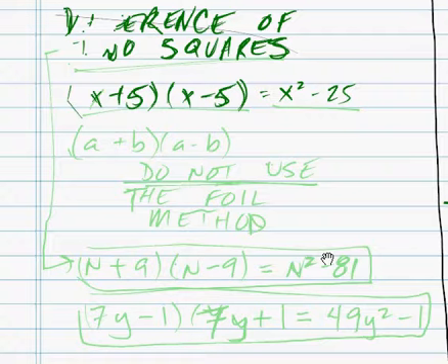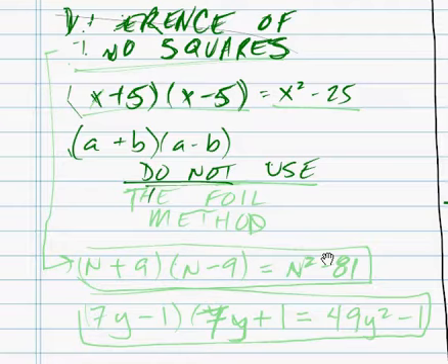So when you see this formula, for example, simplify it, a plus b, a minus b, do not use the FOIL method. Again, do not use the FOIL method.